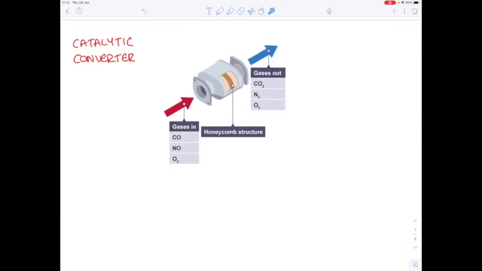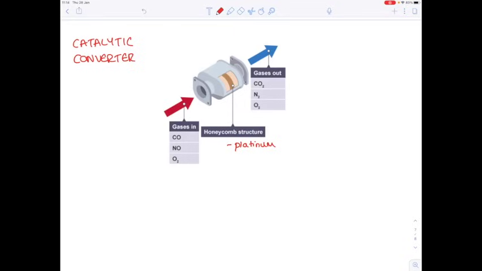Now we're going to look in slightly more detail at how that catalytic converter works. Notice that the gases going into the catalytic converter are carbon monoxide, produced by the incomplete combustion of fuels, nitrogen oxides due to the high temperatures found in car engines, and oxygen, which is obviously fine. Then you have a honeycomb structure which increases the surface area. The honeycomb actually contains metals such as platinum, and that platinum is acting as a catalyst.